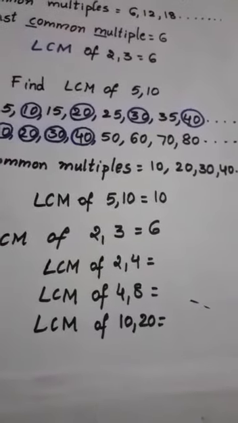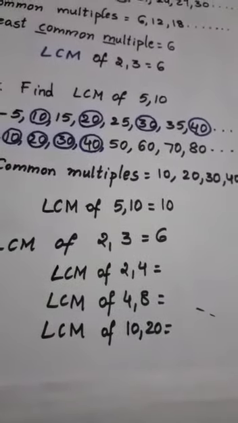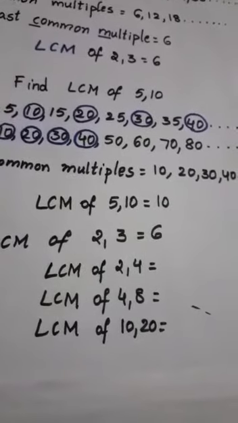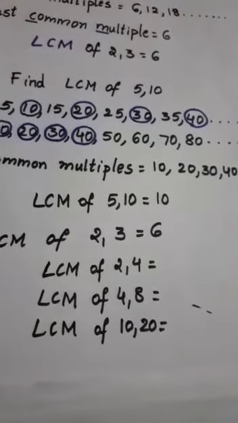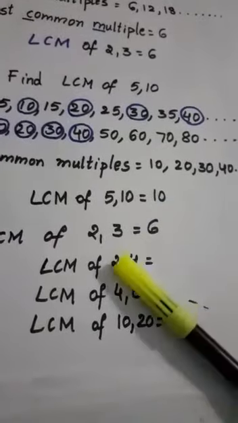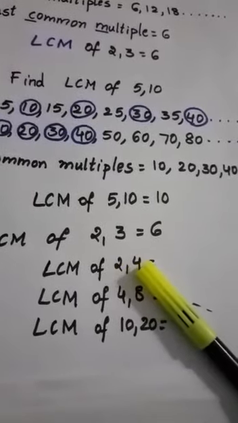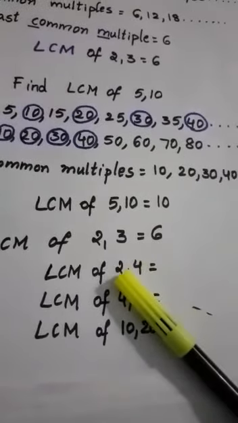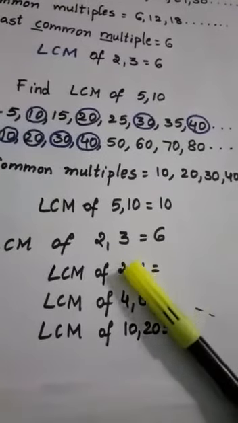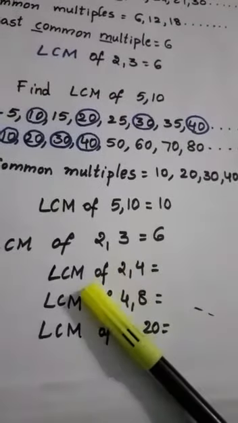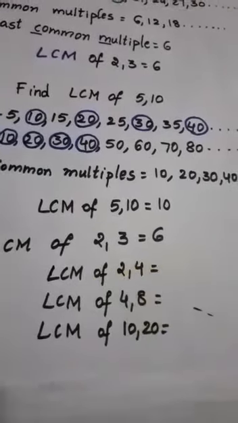Same way you can find LCM of 2 comma 4. What will you get as LCM? 4. Very good. Why? Because here the smallest number is 2, the greatest number is 4. In the 2 table 4 is there. So the greatest number is the LCM. Then LCM of 2 and 4 is 4.